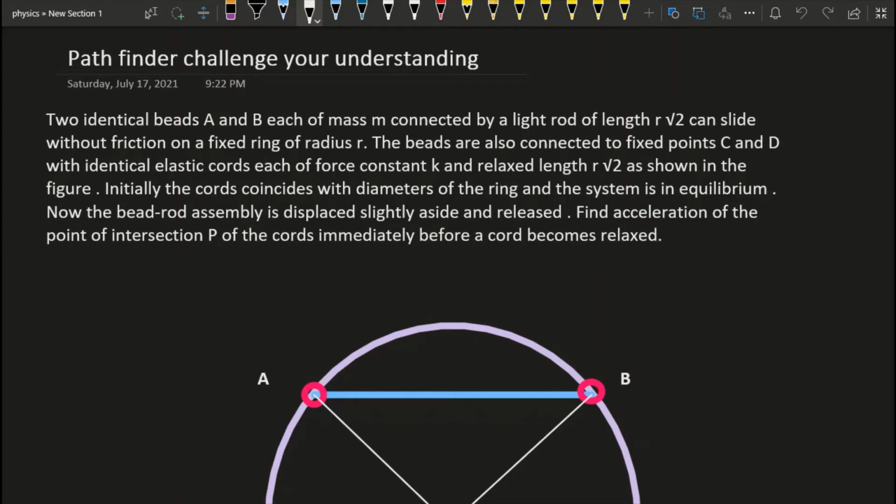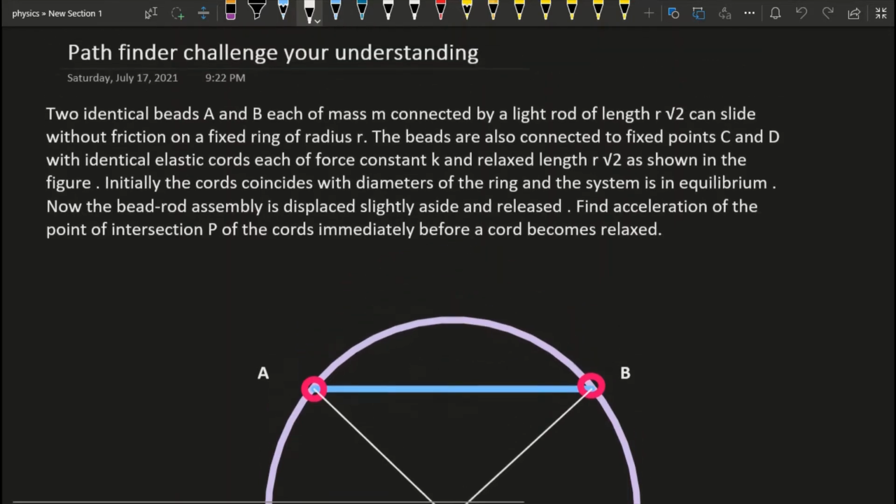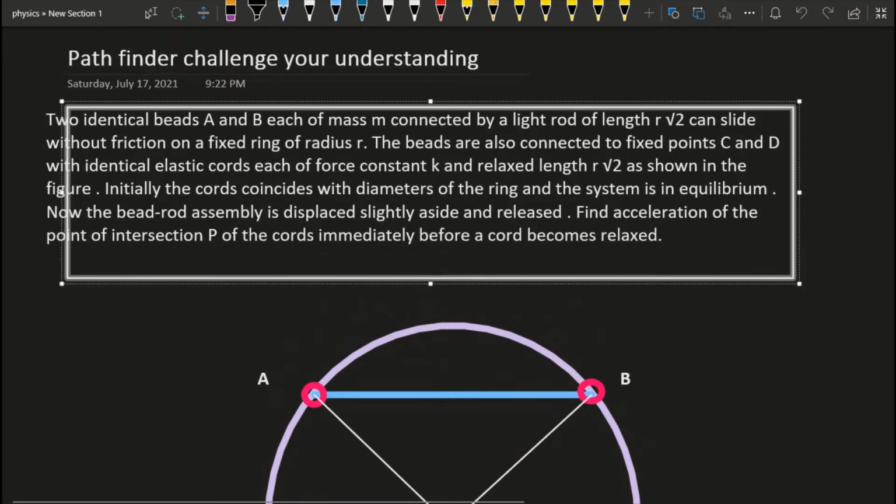Now the bead rod assembly is displaced slightly aside and released. So what will happen? Now the bead rod system will move. Find the acceleration of the point of intersection P of the cords immediately before a cord becomes relaxed. So this is the given question. If you read this question carefully, you will get some important points. So what are the important points that we are getting here?